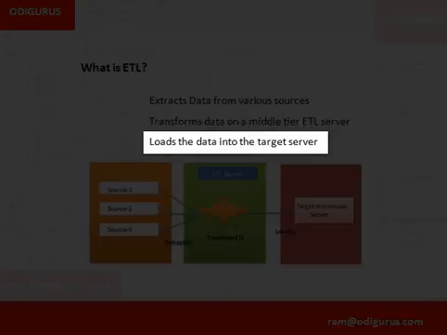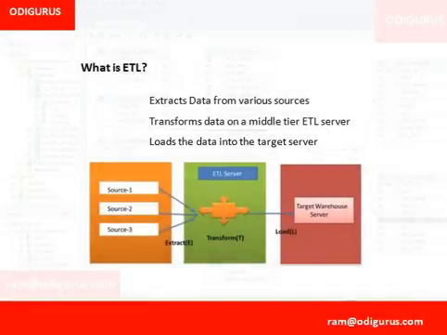Sometimes the target server can be an integration server, or in big data terminology, it can be a Hadoop cluster as well. If you notice in the diagram, the data transformation step is performed by the proprietary ETL engine on a dedicated server. So the ETL engine performs data transformations.